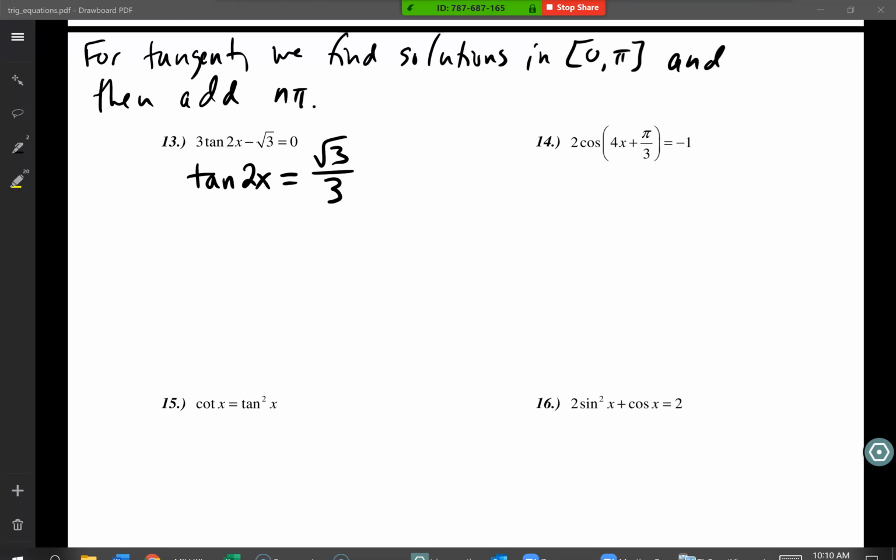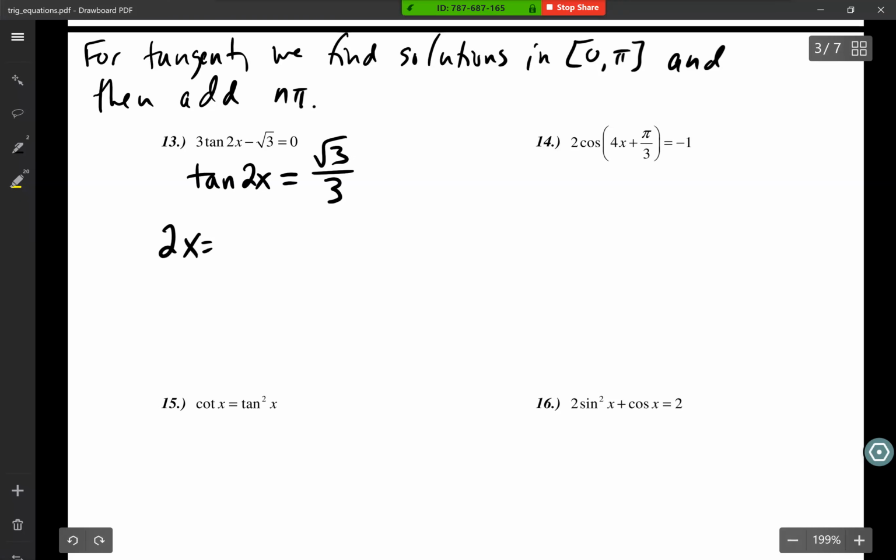All right, so we see the tangent's positive, so we're interested in quadrant 1 in this case. We need an angle that gives us root 3 over 3 for the tangent, and I think we can check that pi over 6 will work for that. So I can write the 2x as pi over 6 plus n pi.